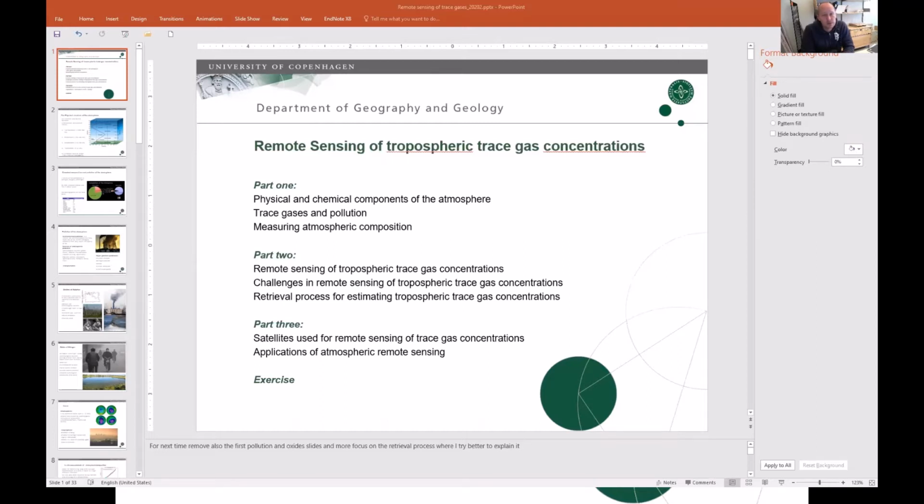My name is Torbjörn Tagesson, and I'm an assistant professor here at Copenhagen University, but I also work as a researcher at Lund University. I am normally actually not really working with remote sensing of the atmosphere. I am more focusing on remote sensing of the vegetation, and more specifically about the exchange of carbon dioxide between the atmosphere and the ground.